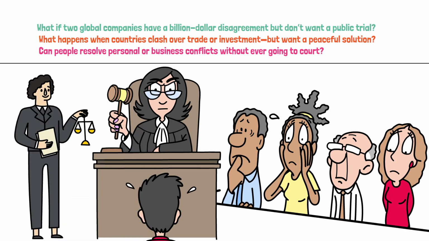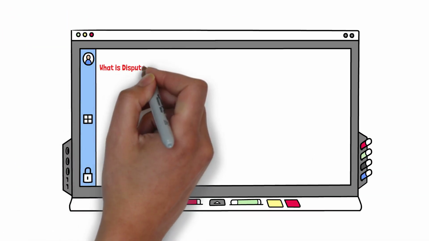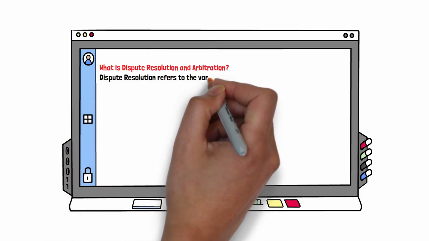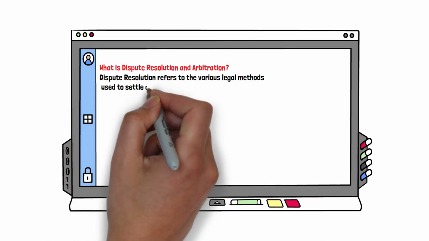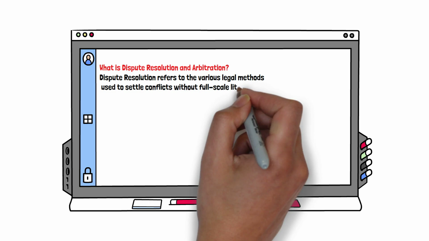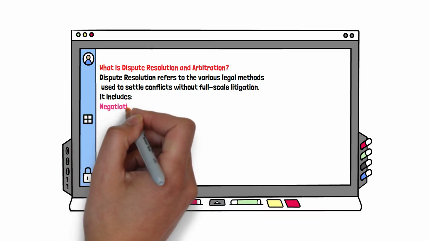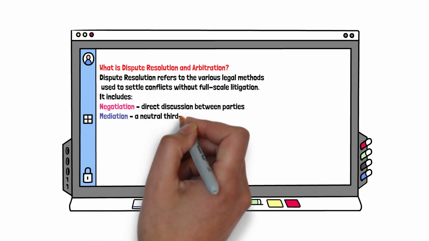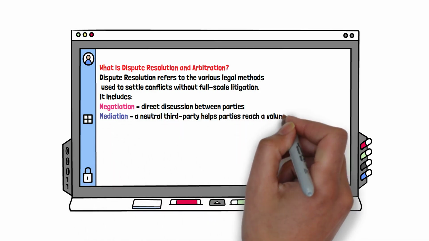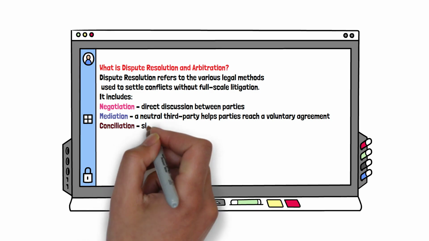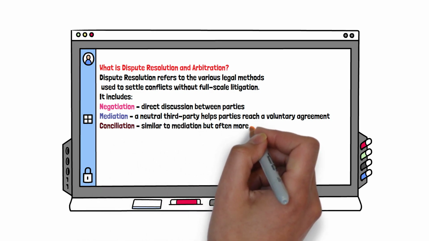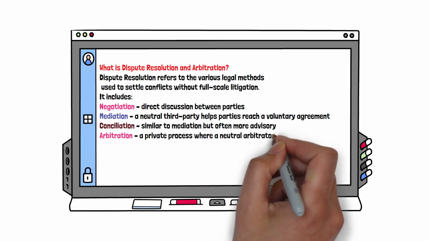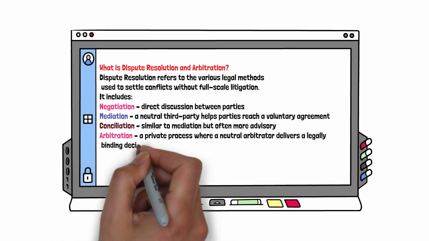What is dispute resolution and arbitration? Dispute resolution refers to the various legal methods used to settle conflicts without full-scale litigation. It includes negotiation, direct discussion between parties; mediation, a neutral third party helps parties reach a voluntary agreement; conciliation, similar to mediation but often more advisory; arbitration, a private process where a neutral arbitrator delivers a legally binding decision.